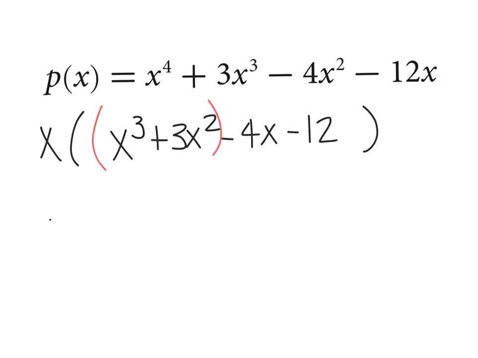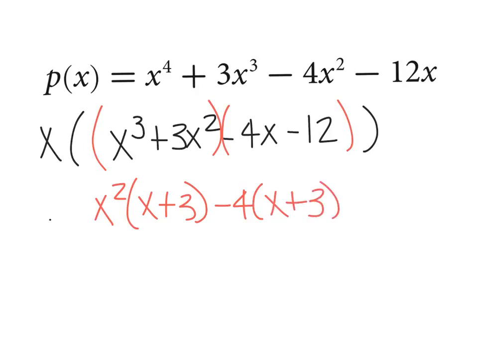So I'm going to group and group. Okay, so talking about that first grouping, x cubed plus 3x squared. x cubed, x squared, x squared. If I factor that out, I'm left with x plus 3. Okay. What about negative 4x minus 12? Negative 4, and then I'm left with x plus 3. And I know I did it right because they're the same. Yes, as long as my parentheses are the same, I know I have factored correctly.